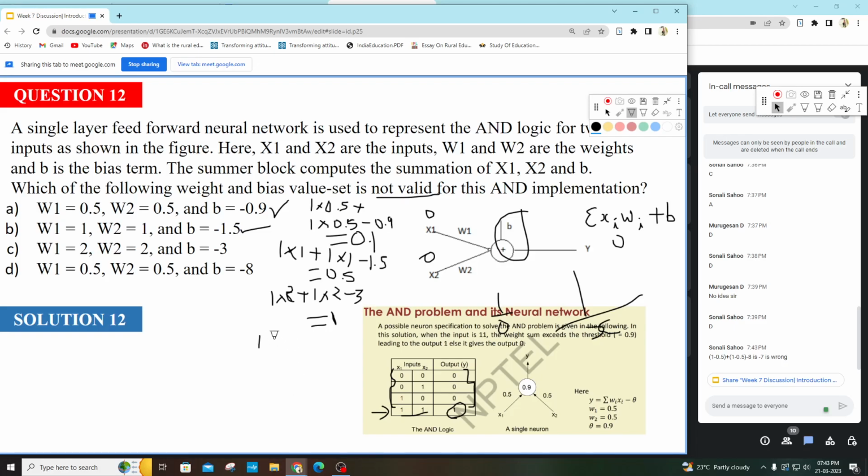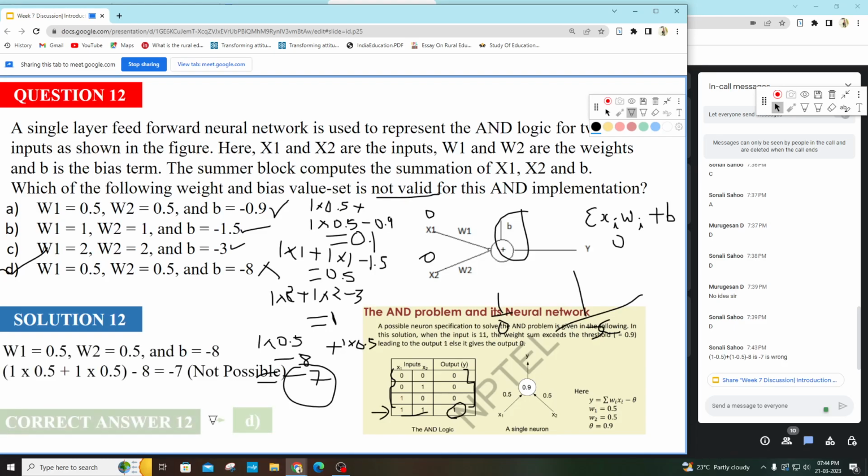D is 0.1 into 0.5 plus 1 into 0.5 minus 8, that is 0.5 plus 0.5 is 1, minus 8 is minus 7. So this can't happen, right? It is coming in minus, and we know that for AND implementation, your output should be between 0 and 1, and it should be not 0. So this minus 7 could not happen. So this is the false statement. So answer D is your correct statement.